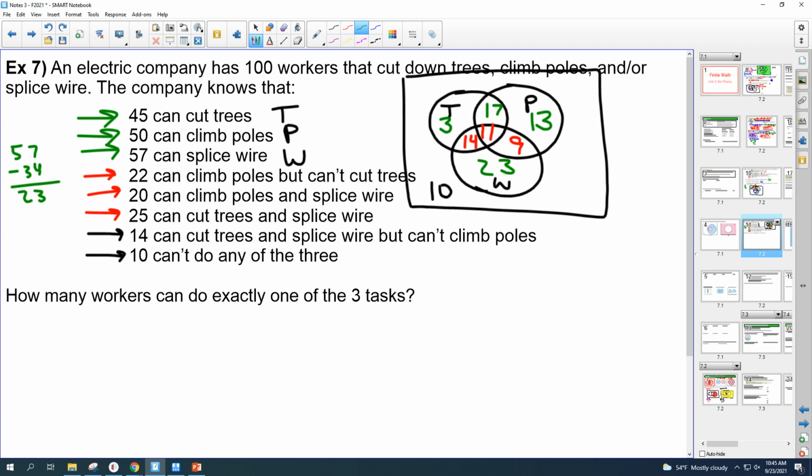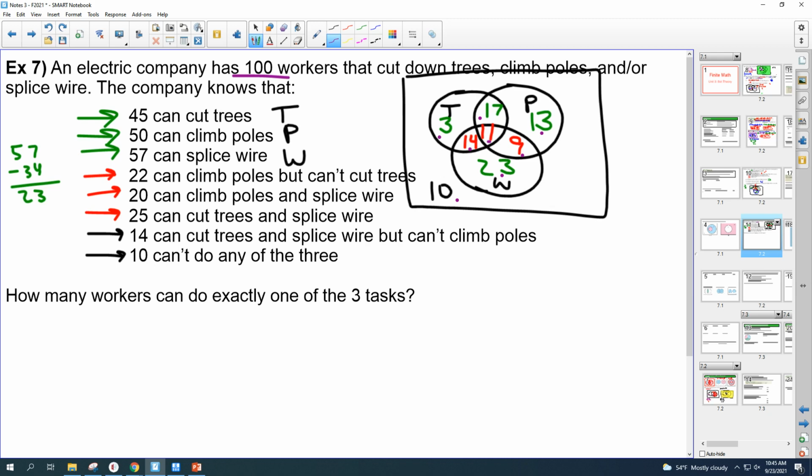Now, I've got all my regions filled in. I didn't really need this number. Do all those numbers add up to 100? Has anybody double checked it? So you got 20, that's 33, 42, 53, 67, 70, 80, 90, 100. Okay, good. Everything's there. That's 100. Now we can answer the question.